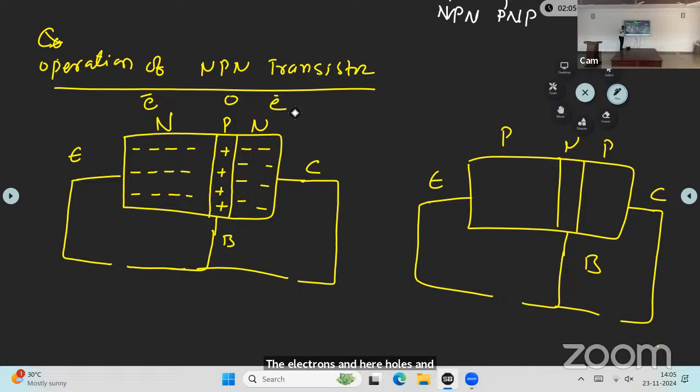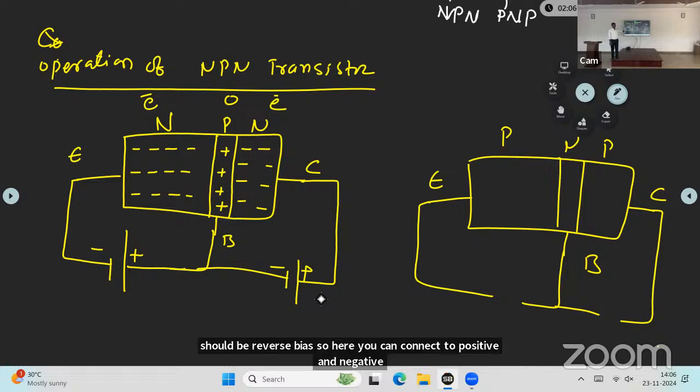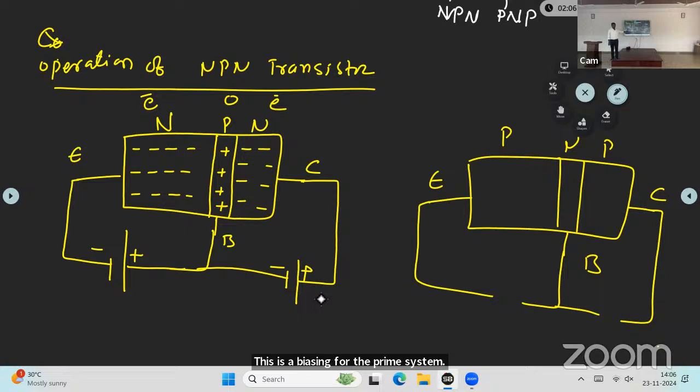Okay. Now, if you want forward bias for the emitter base junction, apply the negative terminal of the battery to the emitter and the positive terminal of the battery to the base. And here this should be reverse bias, so here you can connect positive and negative. This is the biasing for the transistor, for the normal working of the transistor. And similarly, here also you can connect.